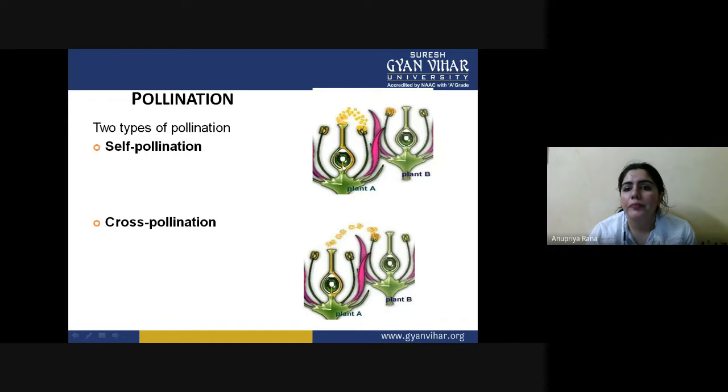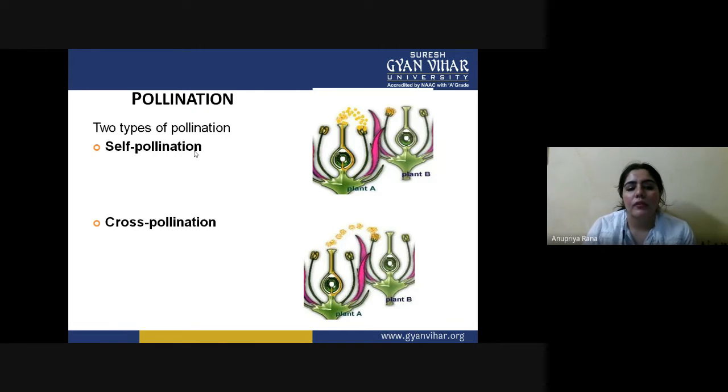Now you can see here, these are the anthers containing pollen grains. They are transferring the pollen to their own flower's stigma, the stigma of the same flower. That transfer of pollen grain onto the stigma of the same flower is known as self-pollination. Or you can say, when the pollen grains pollinate the same flower in which they are present, this whole mechanism is known as self-pollination.